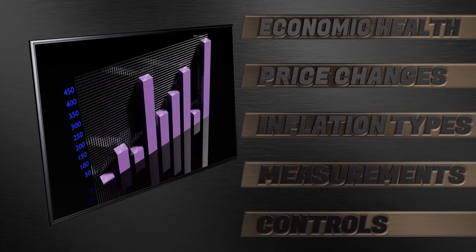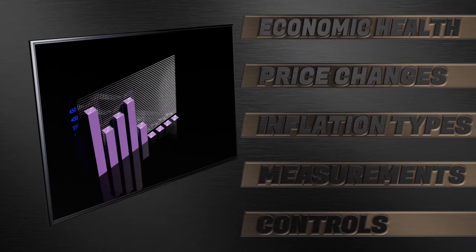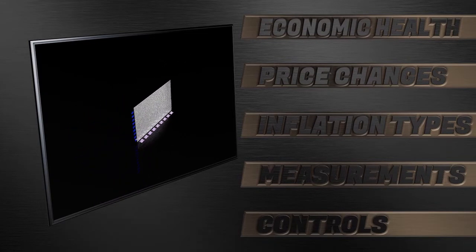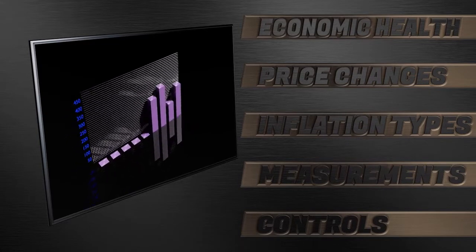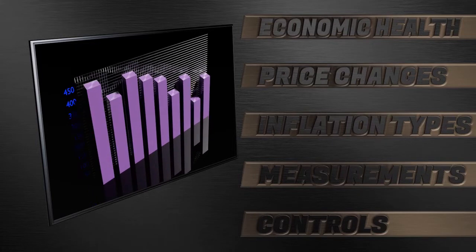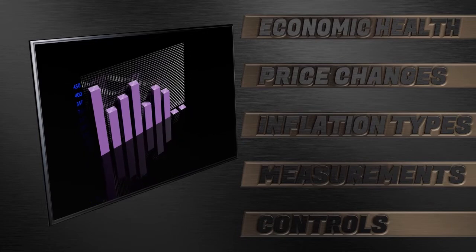And then finally, we're going to take a look at some of the controls that we try to implement. How do we try to keep inflation from going way too high, or how do we keep inflation from going just too low into a deflationary state? What are the things that the government can do? What are the policies and the organizations that make it so that we try to manipulate our economic health?